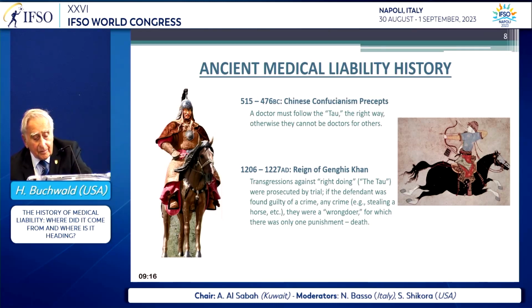1206 to 1227, the reign of Genghis Khan, who ruled the largest land empire ever in the history of the world. And his transgressions were against the Tao. If you weren't doing the right thing. Now, this could mean stealing a loaf of bread, killing a horse, whatever it was. If you were doing the wrong thing and not the right thing, you were convicted. But interestingly, you were convicted by a trial. So trial came in under Genghis Khan. But then if you were convicted, there was only one thing to do, and that was death.